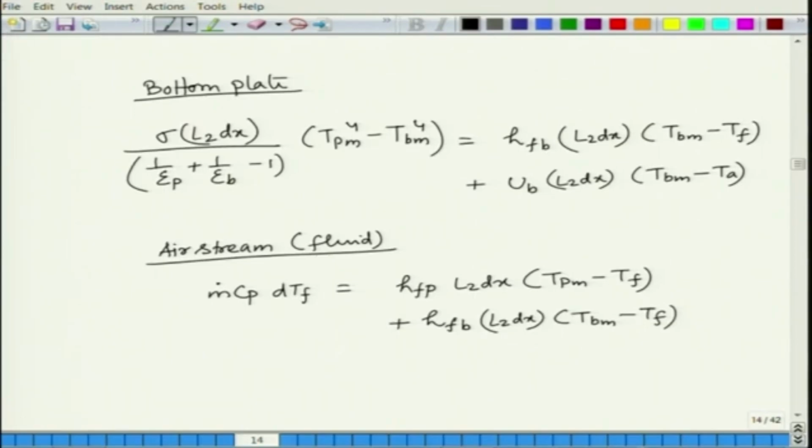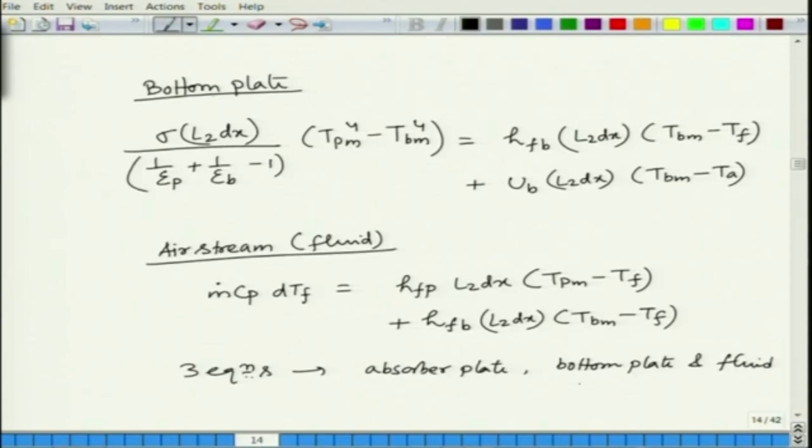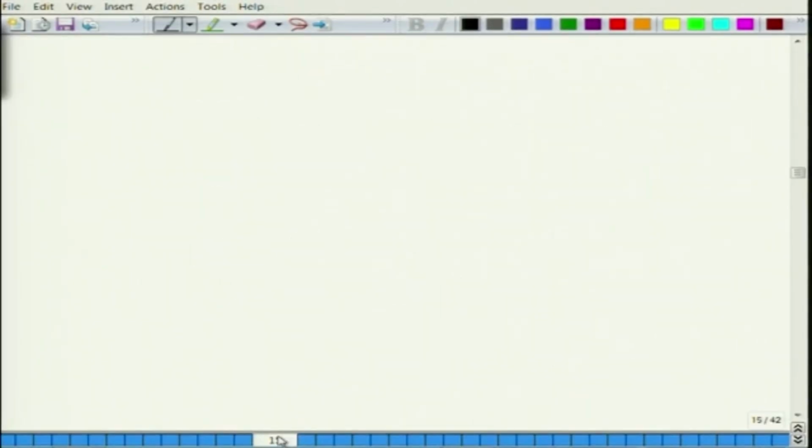Okay. So, we have three equations: one for the absorber plate, then for the bottom plate, and the fluid, which is air here. So, these three equations will tell us how to go about this.